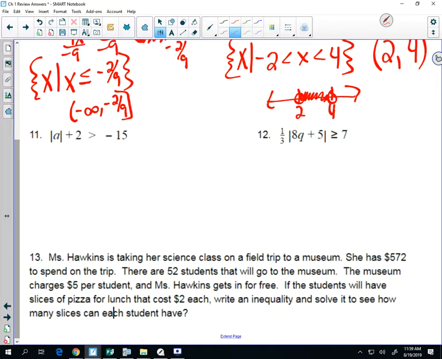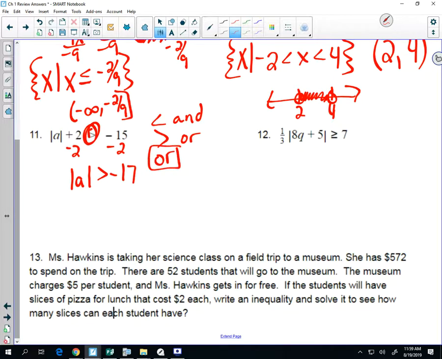Number 11 and 12, absolute value inequalities or equations. Step 1, get it by itself first. So the first thing I'm going to do here is subtract 2, and I'm going to get the absolute value of A is greater than negative 17. Remember, less than means and, greater than means or. So this is an or statement, okay? So this is really important as we go to solve this, okay?